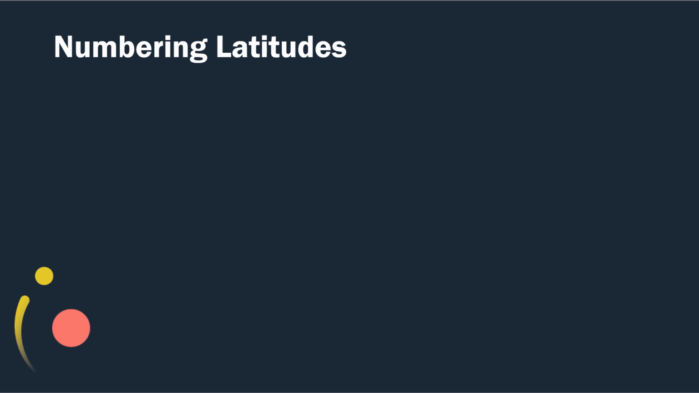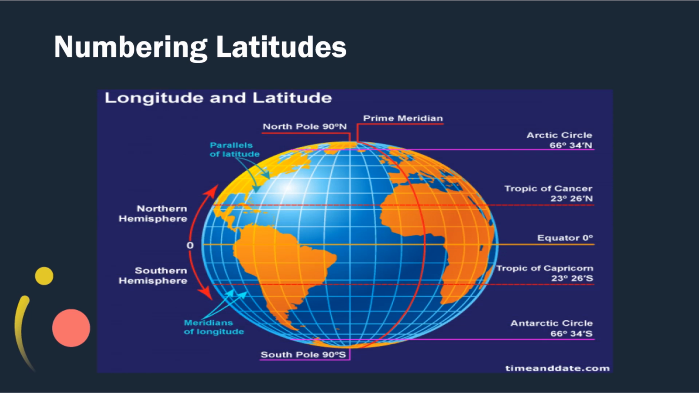Numbering latitudes. Now, the equator lies at 0 degree and it cuts Earth into two equal halves. The above part of equator is known as northern hemisphere and the southern part is known as southern hemisphere. North pole lies at 90 degree north. South pole lies at 90 degree south.